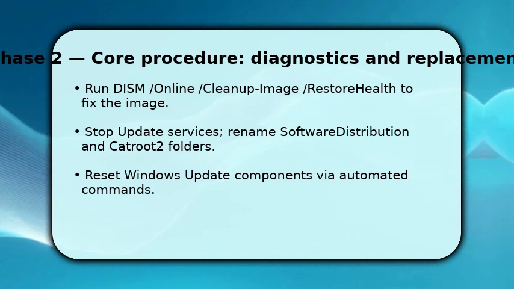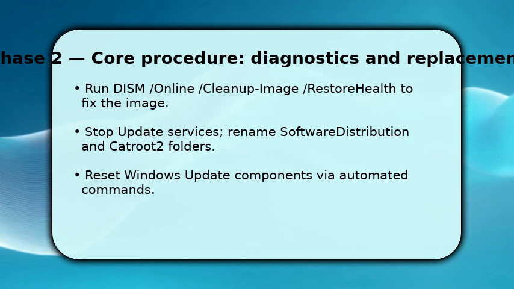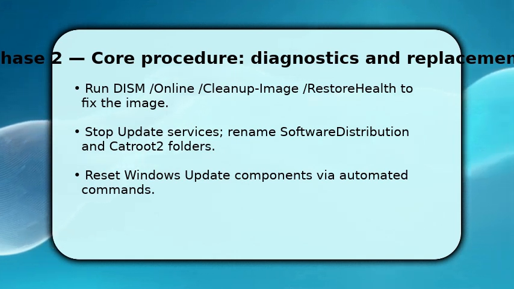Next, stop Windows Update, Background Intelligent Transfer Service, and Cryptographic Services, then rename SoftwareDistribution and Catroot2 to force fresh caches. This removes corrupted download manifests. After that, run the standard reset commands to recreate update components and re-register DLLs.